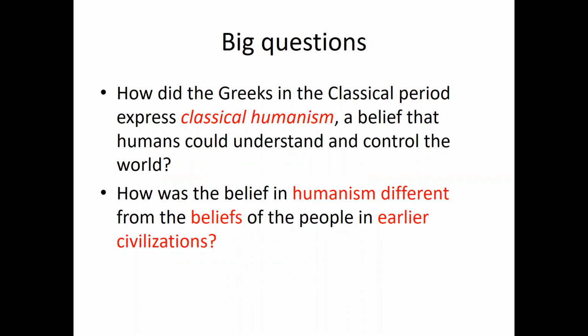Some big questions to consider during your study of the Greeks are: how did the Greeks in the classical period express classical humanism, a belief that humans could understand and control the world? How is the belief in humanism different from the beliefs of the people in earlier civilizations?